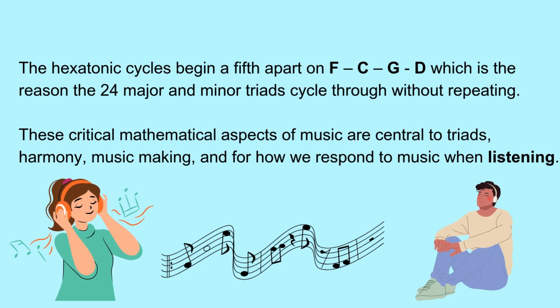The hexatonic cycles begin a fifth apart on F, C, G, and D, which is the reason the 24 major and minor triads cycle through without repeating. These critical mathematical aspects of music are central to triads, harmony, music making, and for how we respond to music when listening.